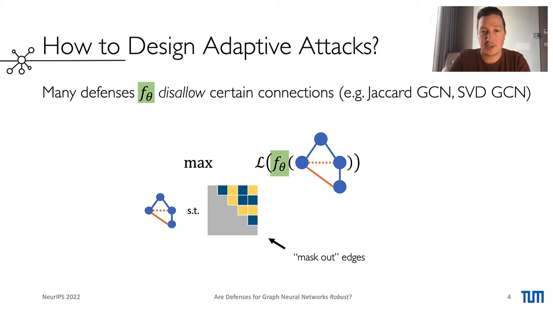If the defense is differentiable, we do not have to do much more than attacking the defense directly with a gradient-based attack. Alternatively, we can mask out some possible perturbations during the attack. This avoids perturbing edges that are being ignored anyways. The principle is also helpful to make attacks adaptive that do not backpropagate the gradient through the model.